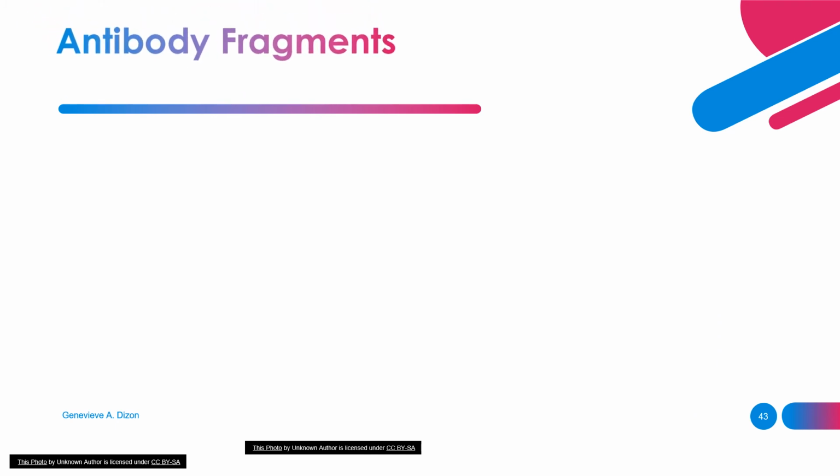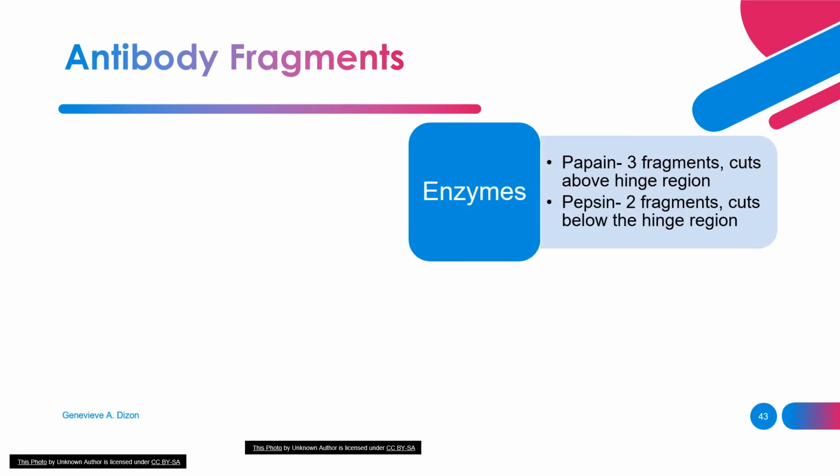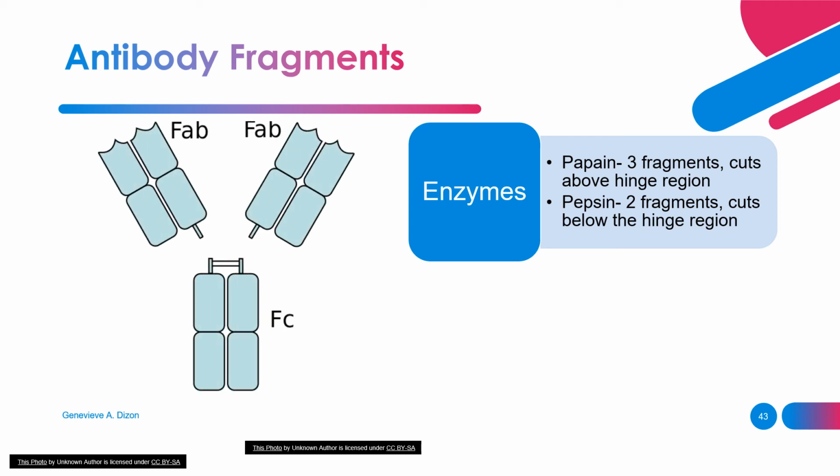Antibodies can be divided into different fragments by using proteolytic enzymes. These enzymes can cut the peptide bonds of the antibodies. They will degrade the immunoglobulins into definable fragments. We can use 2 enzymes, papain and pepsin. Papain divides the antibody into 3 fragments. That would be 2 Fab arms and 1 Fc fragment.